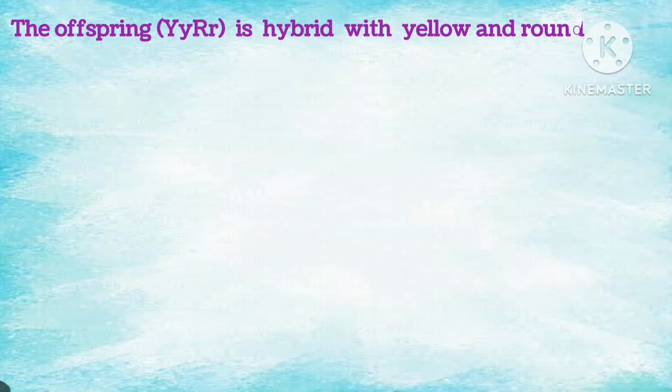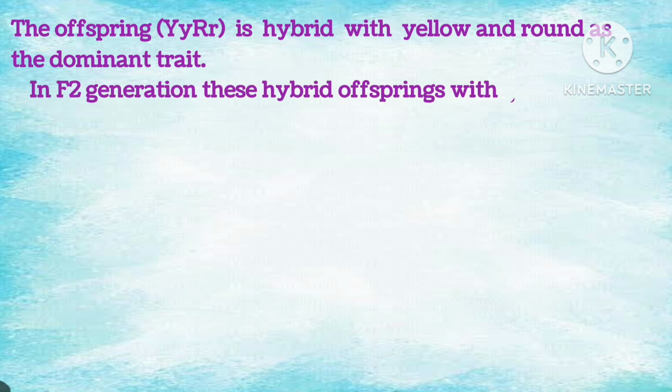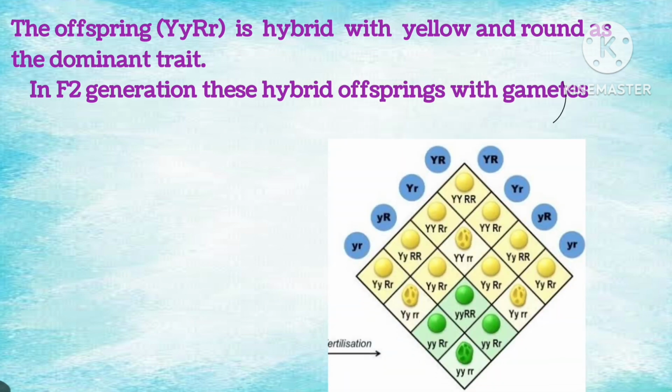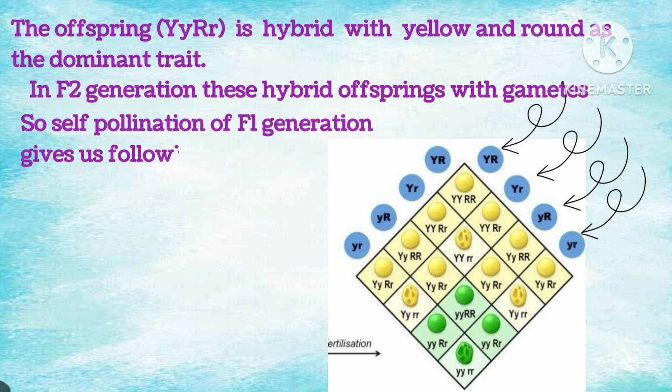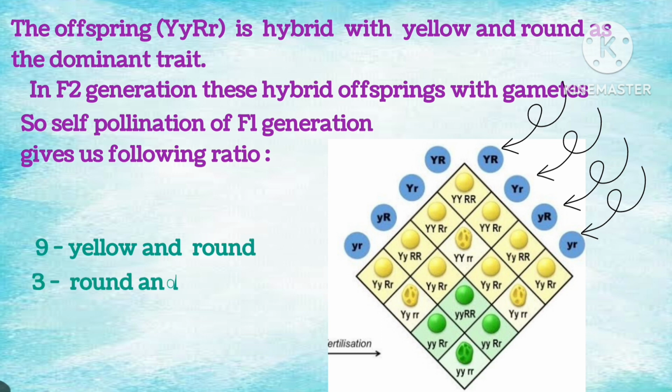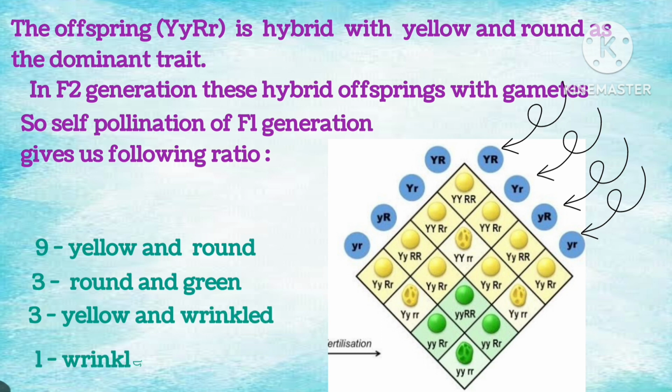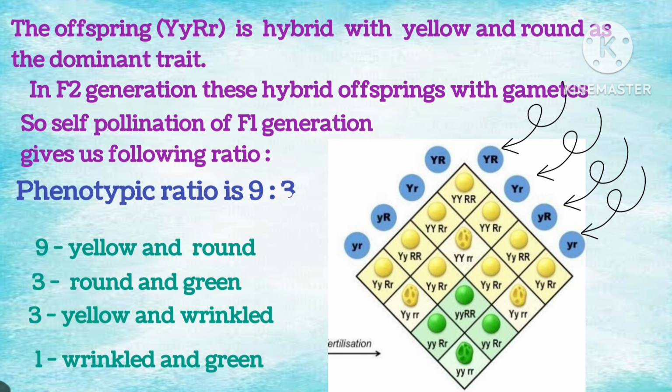The offspring, that is the hybrid, has yellow and round seeds as the dominant character. In the F2 generation, these hybrid offspring have the gametes. As you can see in this picture, there are 4 types of gametes each parent has. So when we make a grid out of it, the self-pollination of these hybrid parents in the F2 generation will produce 9 yellow and round seeds, 3 round and green, 3 yellow and wrinkled, and 1 wrinkled and green seeds. So the phenotypic ratio here is 9:3:3:1.